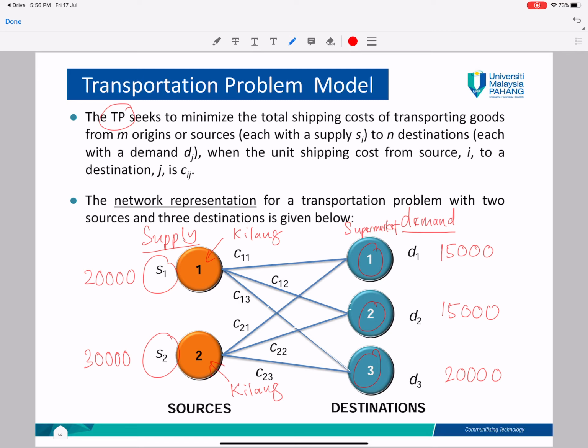Okay. So then kita ada C11, C12, C13, C21 ni. C11 ni contohnya cost. C ni cost. Cost untuk transport daripada kilang 1 kepada supermarket 1. Okay, C11. C12 ialah cost untuk transport goods from kilang 1 kepada supermarket 2 and so on.